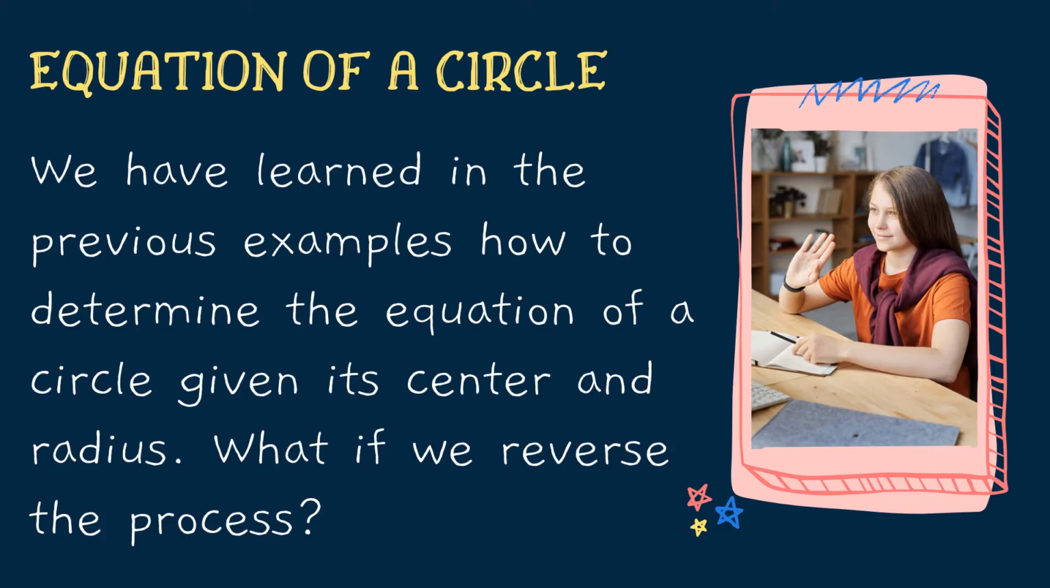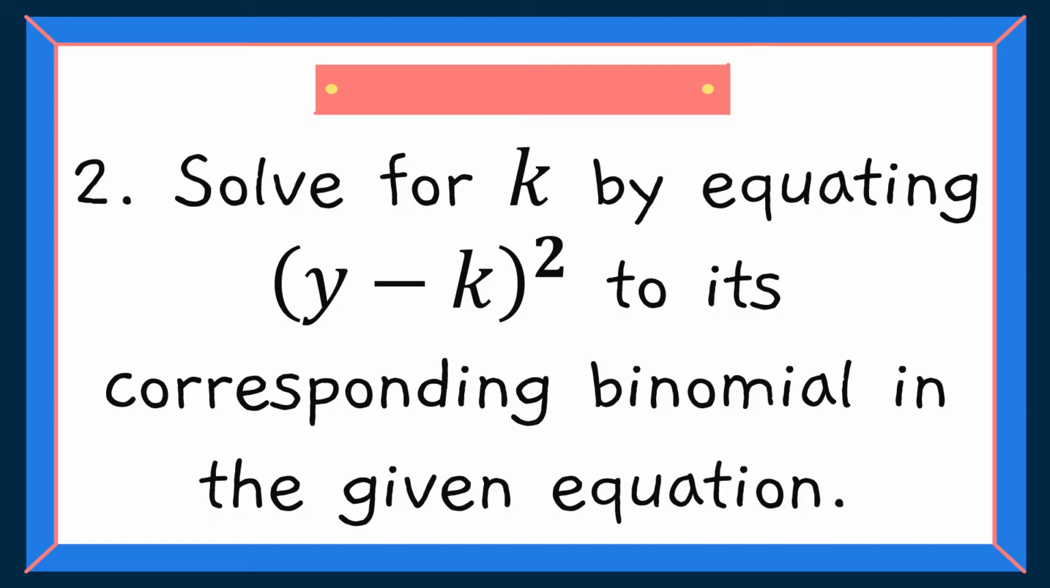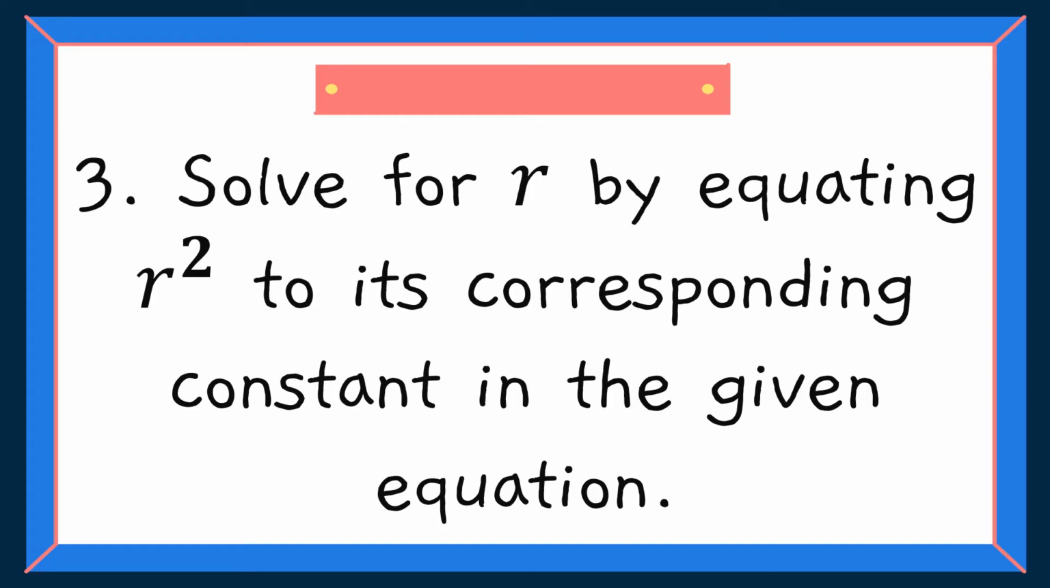The first one is to solve for the value of h by equating the quantity x minus h squared to its corresponding binomial in the given equation. The second step is the same process, but this time we will solve for the value of k by equating y minus k quantity squared to its corresponding binomial in the given equation. And lastly, solve for the value of r by equating r squared to its corresponding constant in the given equation.